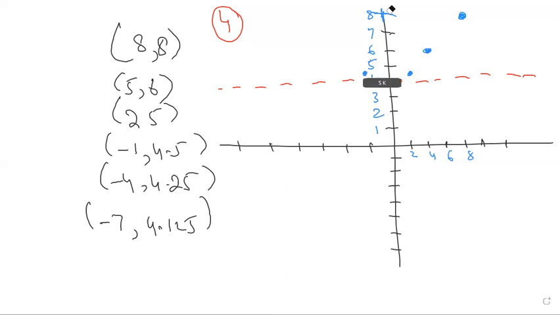The next one is negative 4 and 4.25. So it will be there. It's getting closer to the line. And the last one is negative 7 and 4.125. So it's getting even closer to this line of asymptote. So you can see it's getting closer and closer every time.